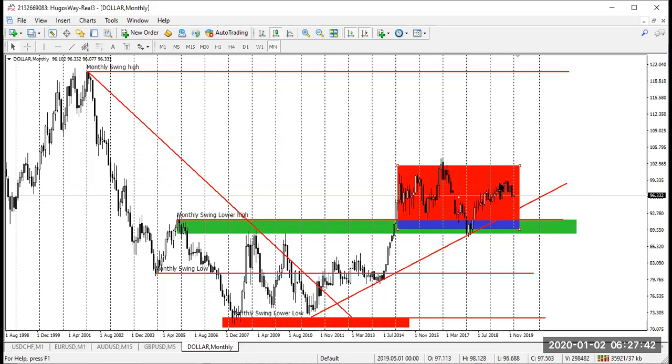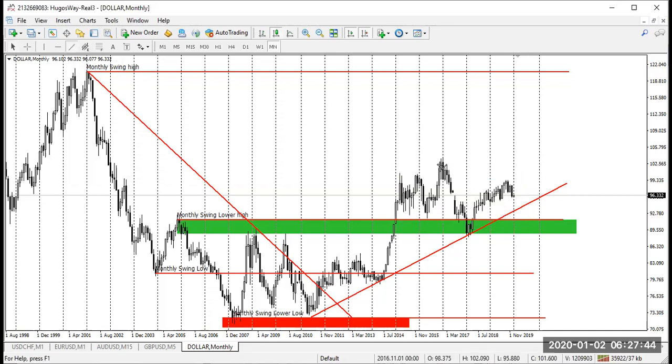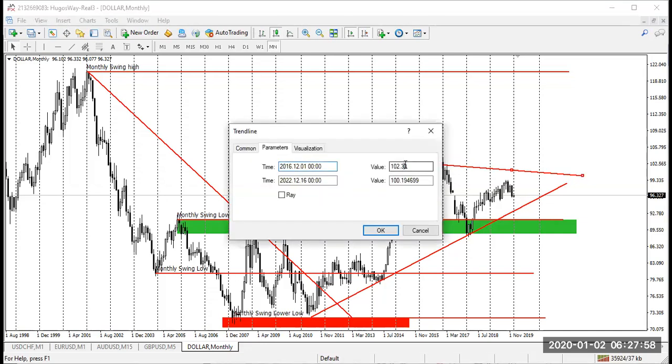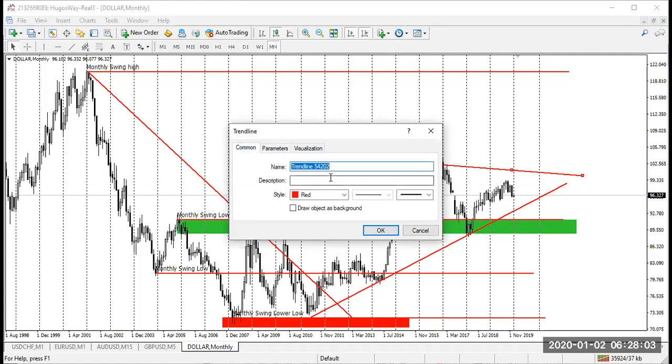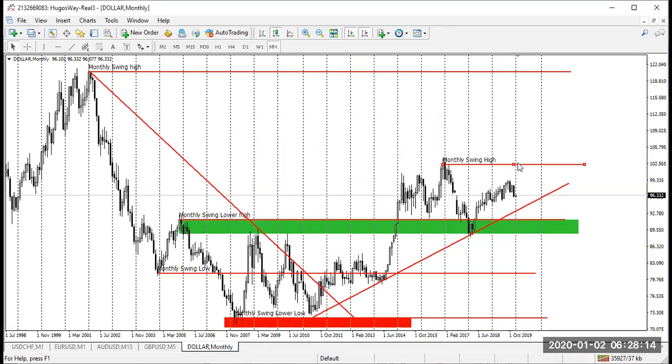So now let's continue. I'm going to remove this, the Trump zone is what I would call that. We're going to remove that Trump zone. And now we're going to label this swing high here. And we're going to use the candle closing at 102.330. Copy. All right, we're going to label that a monthly swing high. All right, monthly swing high. Now, we have these areas labeled.